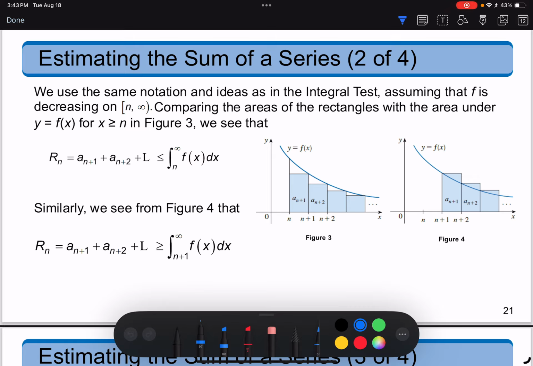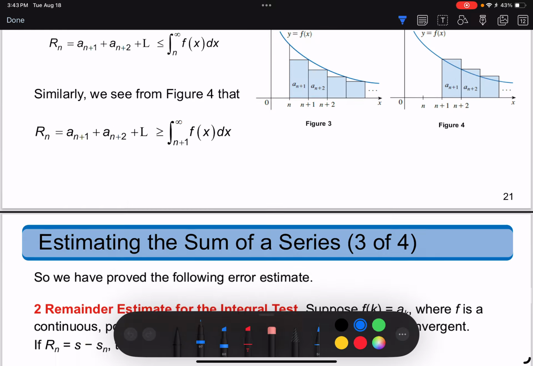For x greater than or equal to n, we see that r sub n would be a sub n plus 1, a sub n plus 2, and so on, which is less than the integral of f of x dx from n to infinity. Similarly, we see from the figure that r sub n is equal to a sub n plus 1 plus a sub n plus 2 plus a sub n plus 3 and so on, which is greater than or equal to the integral of f of x dx from n plus 1 to infinity.